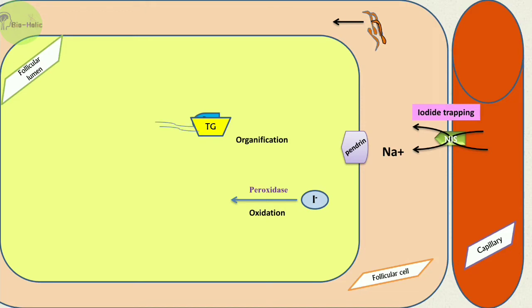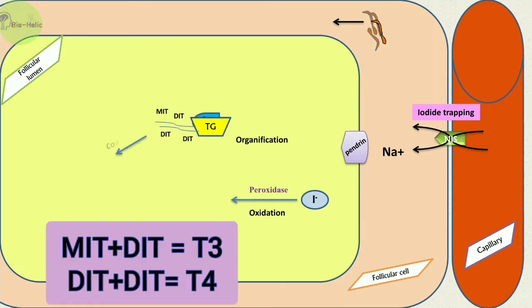Due to this combination, two types of compounds are formed: the monoiodotyrosine and diiodotyrosine. If one monoiodotyrosine combines with one diiodotyrosine, then by the coupling step it forms T3. And if two diiodotyrosine couple with each other, then it forms T4 or thyroxine.